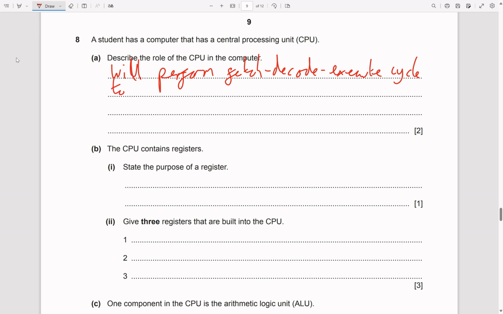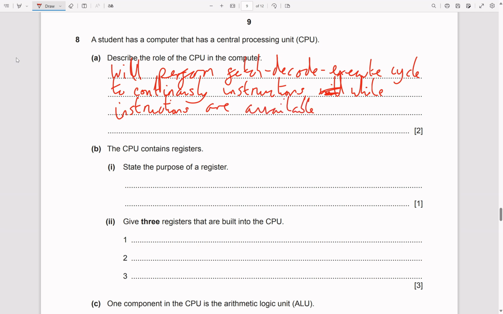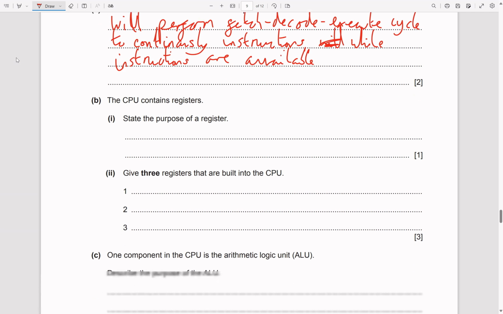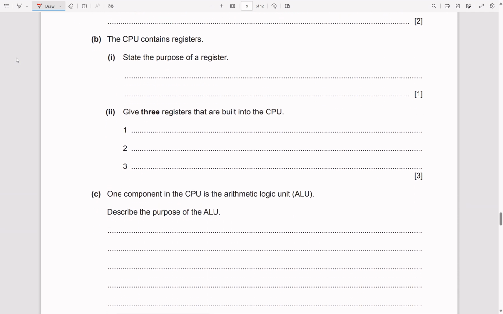Let's say to continuously execute instructions while instructions are available. And to be honest, even while instructions are not available, it's still doing an instruction. It's just doing a no operation instruction. So hopefully that's enough for 2 marks.